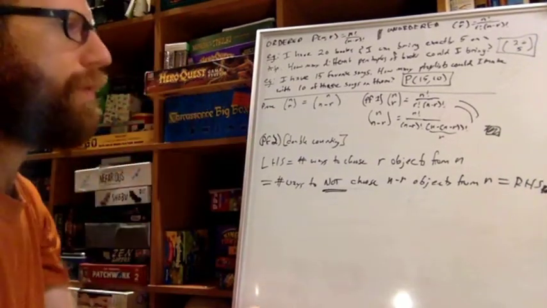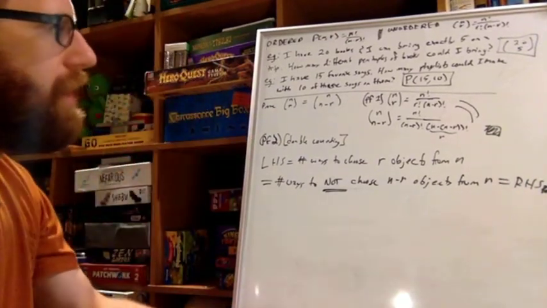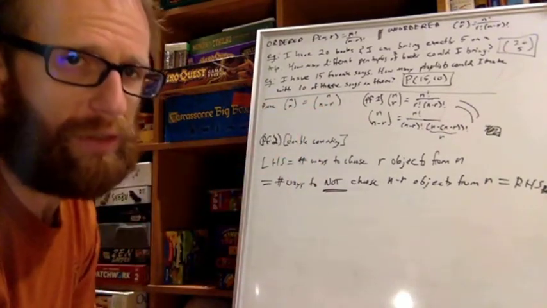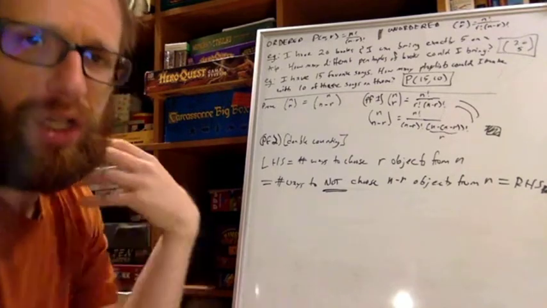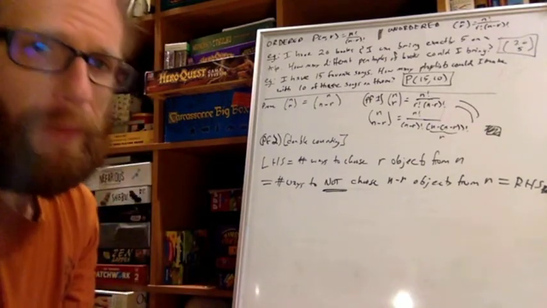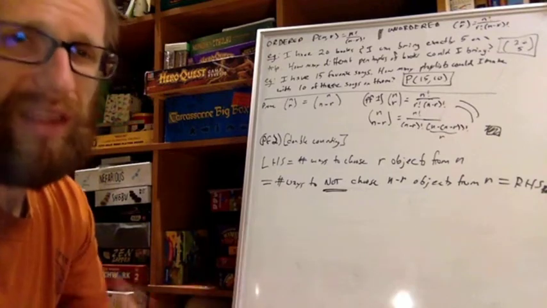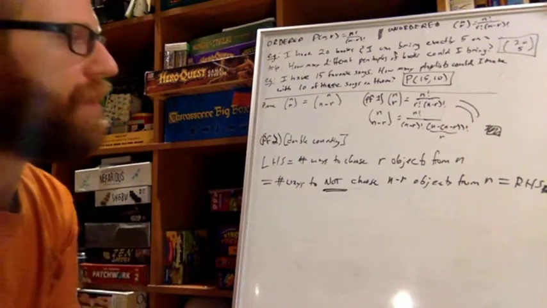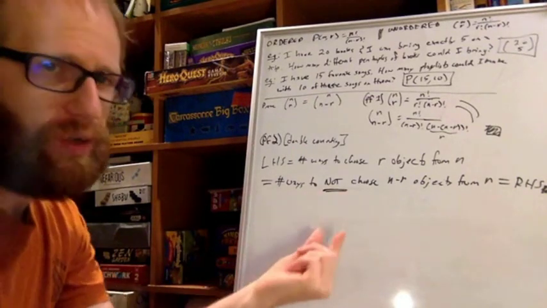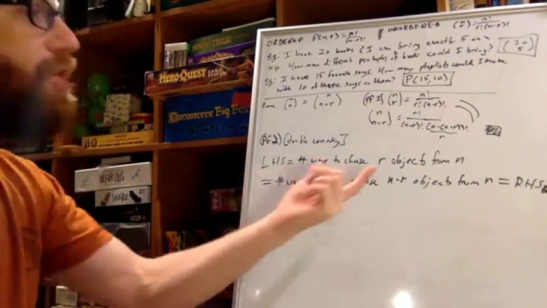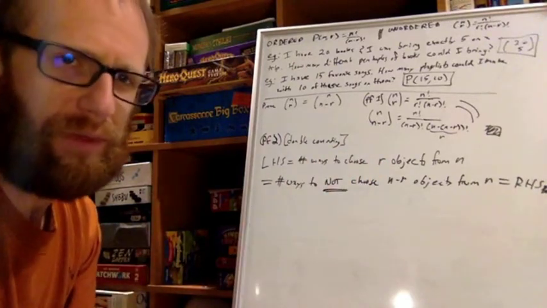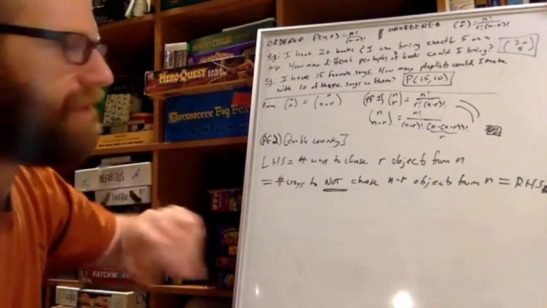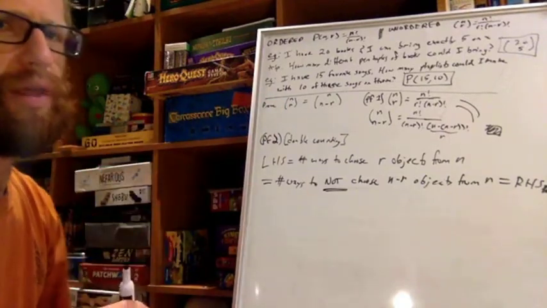And you might say, wait a minute. How is that equal to the right-hand side? No, that's not the way to not choose. That's the way to choose n minus r objects. But every time that I choose an object, it's the same as not choosing the other objects. So every time that I choose n minus r things to not be chosen, that's the same as choosing r things to be chosen, or vice versa. Basically, choosing r things from n is the same as not choosing n minus r things from n.